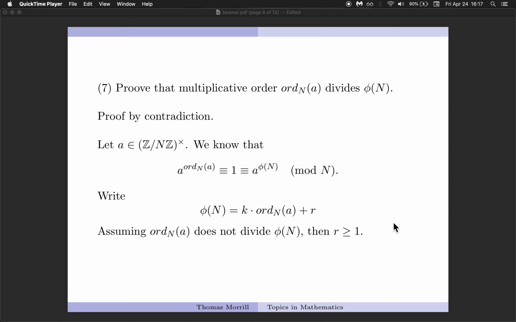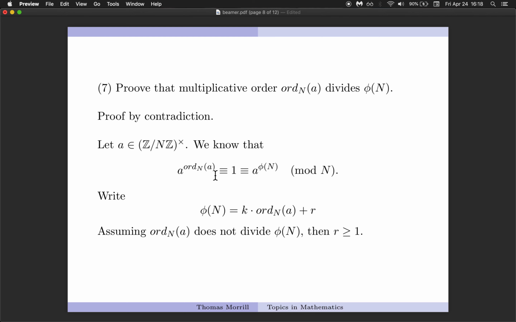Okay, problem 7 is a proof question. Prove that the multiplicative order, ord sub n of a, divides phi of n. So this problem has a lot of our previous notation in the statement. You need to remember, first of all, ord sub n of a is the smallest power of a which reduces to 1 modulo n.